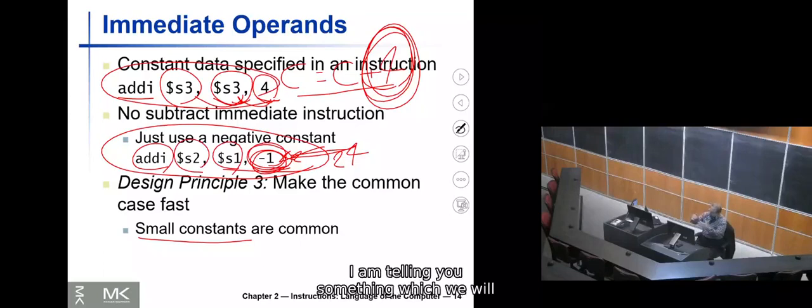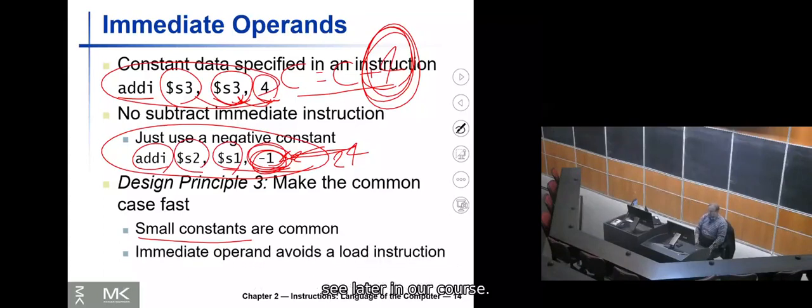Okay, so I am telling you something which we will see later in our course. And they are good. Immediate values, they are in the instructions. So whenever you get the instruction, you fetch it, then the value is there. You don't need again to go to the memory and bring the value like the previous example that we had.